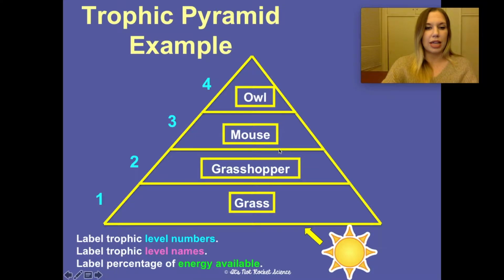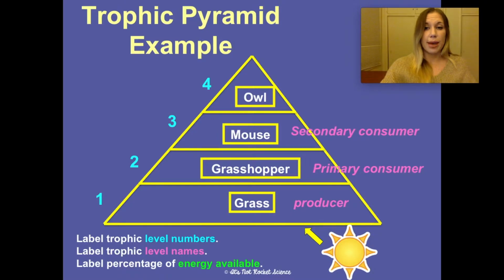So next up, we're going to label our trophic level names. Oh, and by the way, for you guys in your notes, I went ahead and made some text boxes down here for you. So you're just going to click on them and drag them up and place them how they're being shown to you right now. Okay, so now we're going to label our trophic level names. So down here, our grass are going to be considered producers. And then in trophic level 2, the grasshopper would be considered the primary consumer. And then on trophic level 3, the mouse would be considered the secondary consumer. And then all the way at the top, trophic level 4, we have our tertiary consumer.